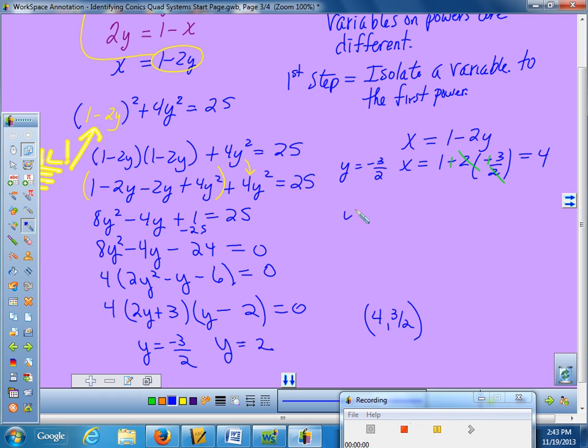Because this one, if I put y equals 2 in there, 1 minus 2 times 2, that makes negative 3. And so, yes, I have an x coordinate of negative 3 and a y coordinate of 2.